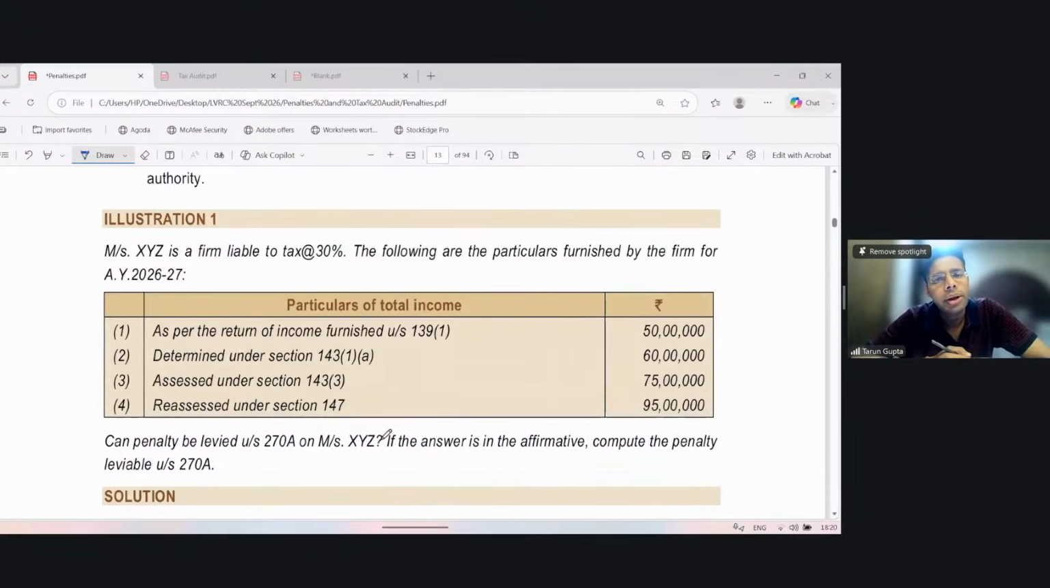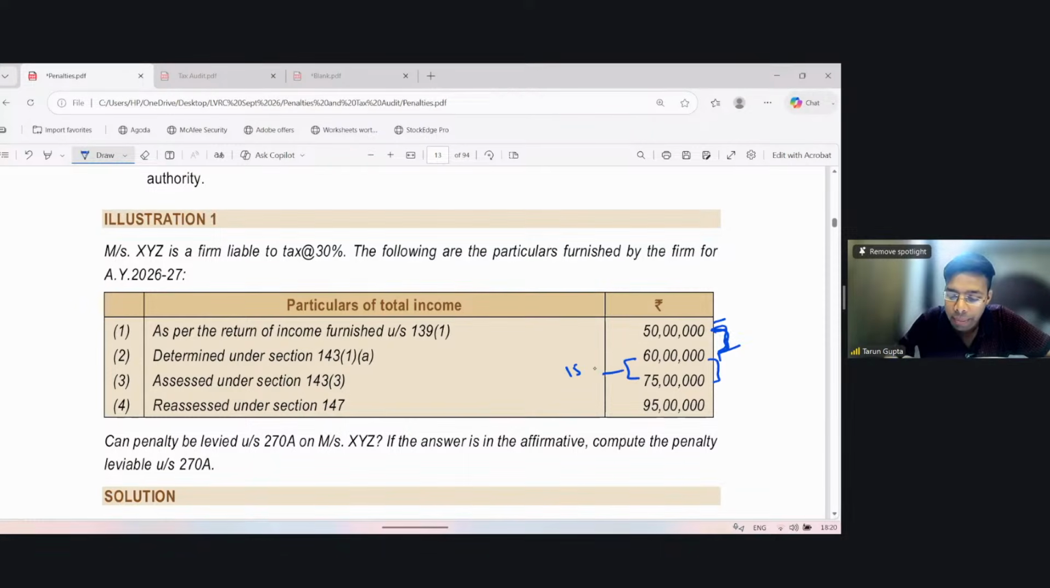Now, just see how we compute underreported income and tax thereof. Say XYZ is a partnership firm, which is liable to tax at 30%, of course. The following are the particulars. It furnished a return of income and showed 50 lakh income. However, in the processing, the income increased to 60 lakh. So there is no penalty on this 50 to 60 lakh because there is no penalty in case the income is increased under section 143(1) at the time of processing of return. But now in the assessment, the income increased to 75 lakh. So this 15 lakh forms underreported income, right?